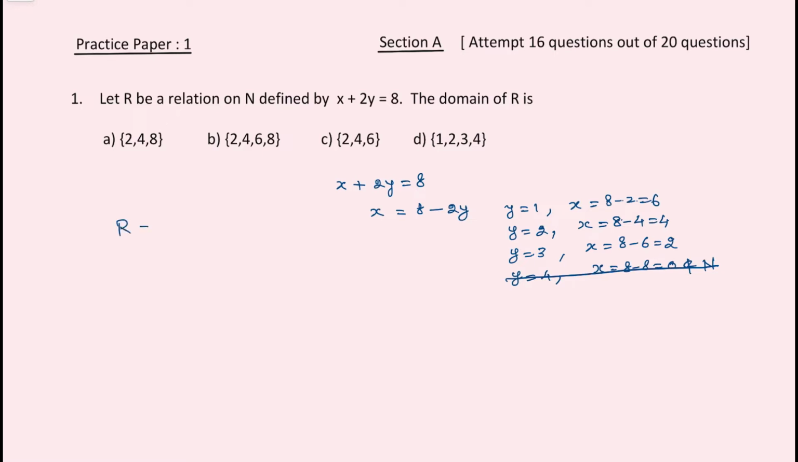Let us write the relation R in the tabular form. If x is 2, y is 3. If x is 4, y is 2. If x is 6, y is 1. We have to write the domain of R. Domain is the set of all first elements of this relation. Therefore, the domain of this relation is 2, 4, 6. The answer is C.